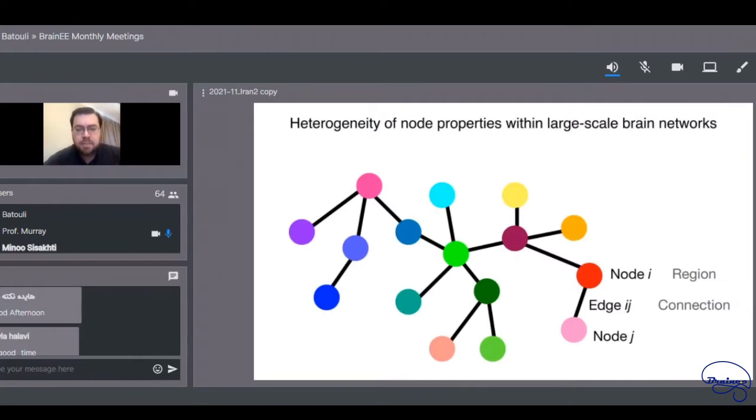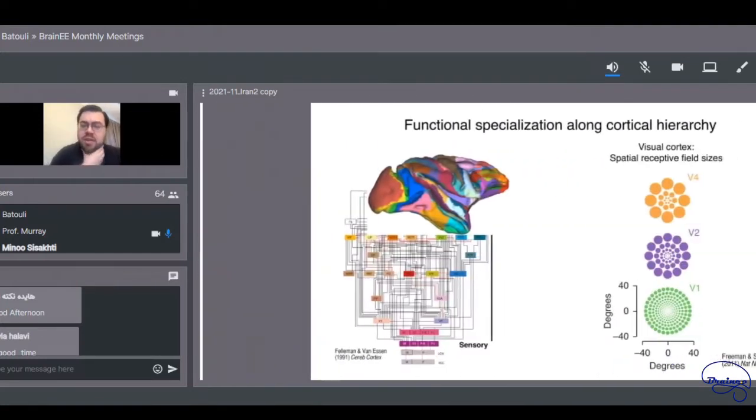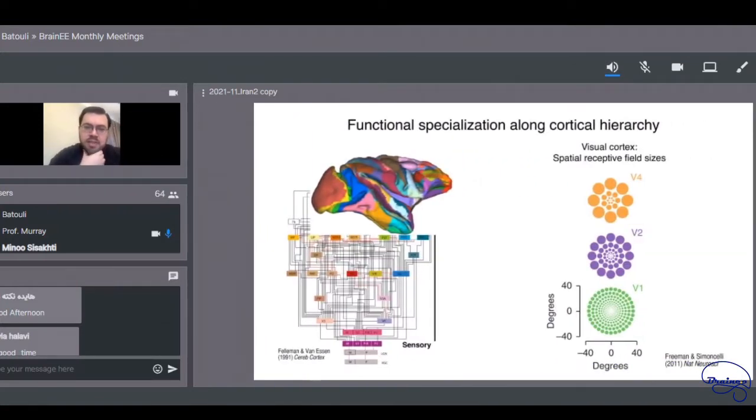And so the idea that we're going to take here is this idea of functional specialization of cortical regions.